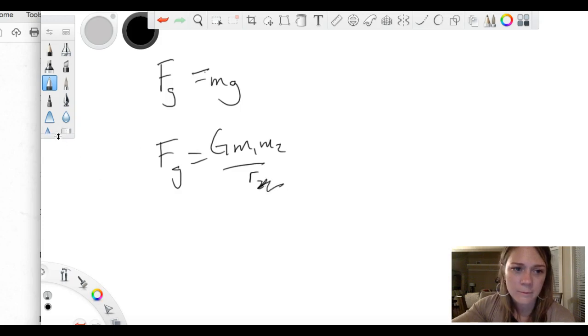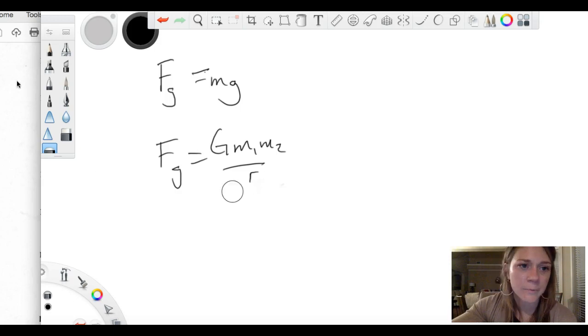Eraser. Why won't it let me erase? Okay. That's a weird eraser. All right, r squared.